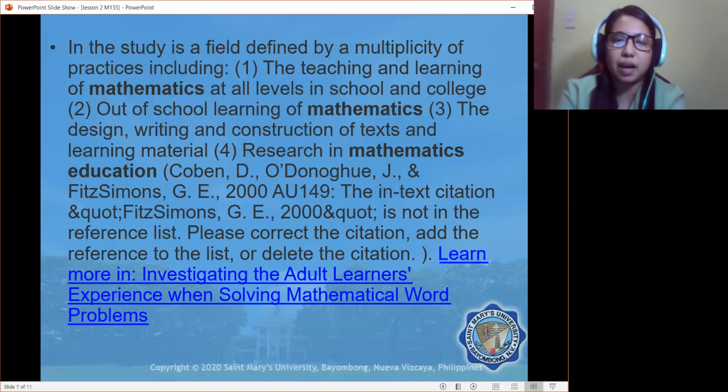And again, a link connects us so we can learn more by investigating the adult's learning experience when solving mathematical word problems. Another term to learn about is the mathematical word problem. When we talk about mathematics education, aside from dealing with numbers, computations, algorithms, and improving our critical thinking skills, we also deal with mathematical word problems. This is a way for us to enhance our problem solving skills.